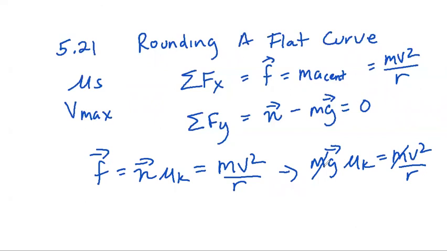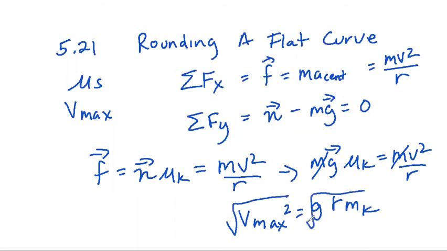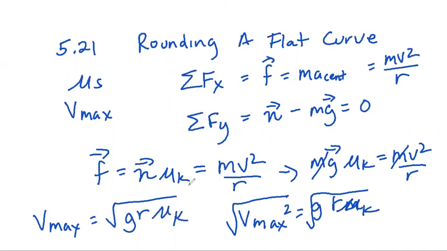V max. Okay, so V squared max is going to equal g r mu K, and take the square root of both sides, and V max is going to equal the square root of g r mu K, and that's 5.21.